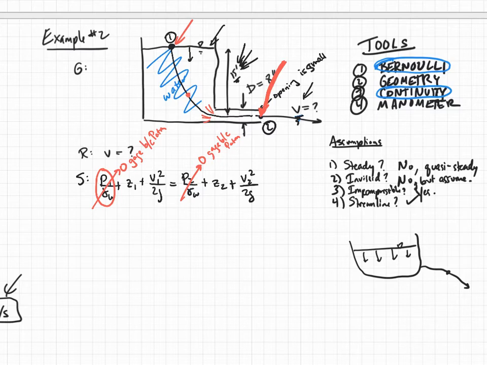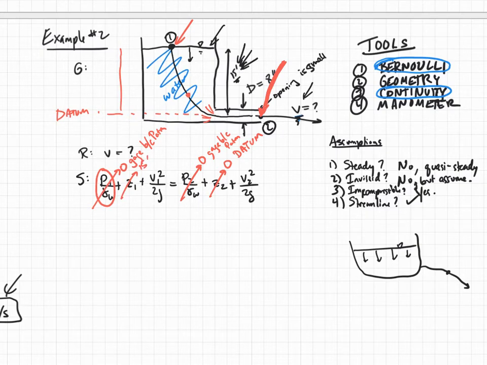Now we need the z's, the elevations. So what I'm going to do is go through right here. Here's my datum. That's going to make Z2 0 because it's the datum. And Z1 is 15 feet, because that's where the surface of the water is.